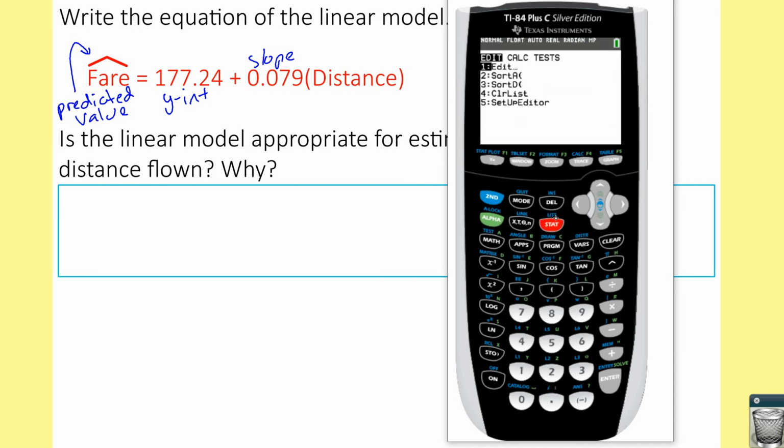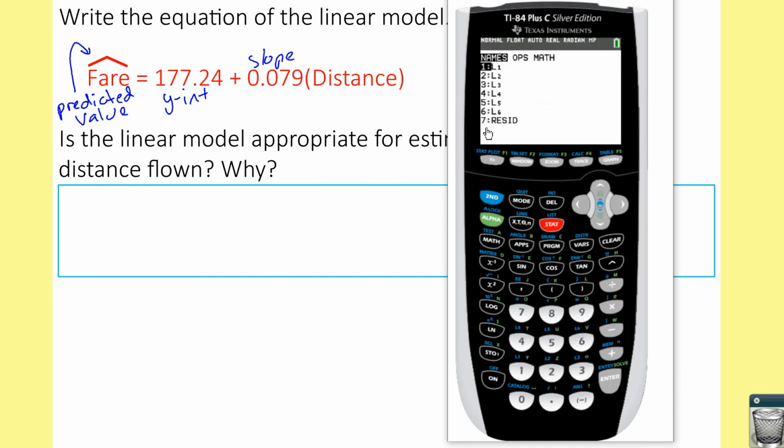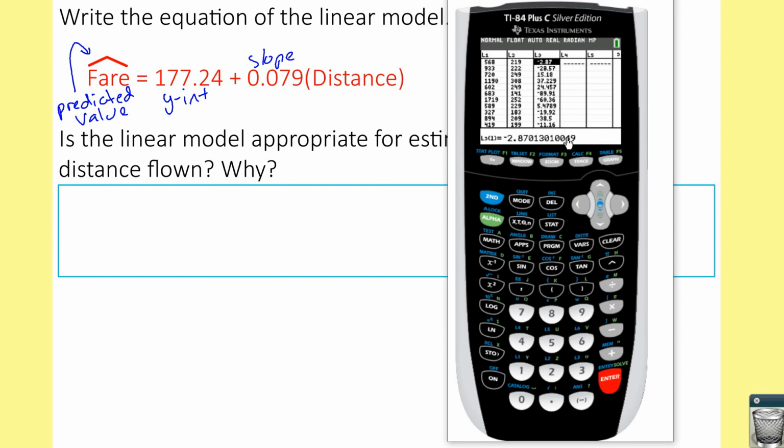So go back to your list. Go to Stat, Edit, List 3. Oh, yeah, I already put it there. Here, so let me clear that list and show you how I did it. Okay, so you're going to go to the top of the list, then go second Stat, and do number 7. And then it's going to do the residuals, everything there.